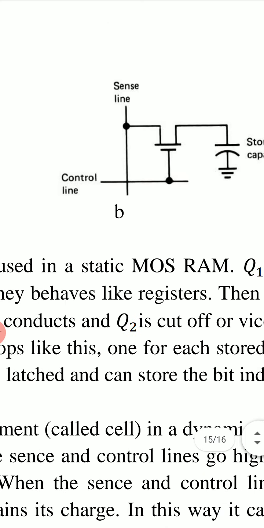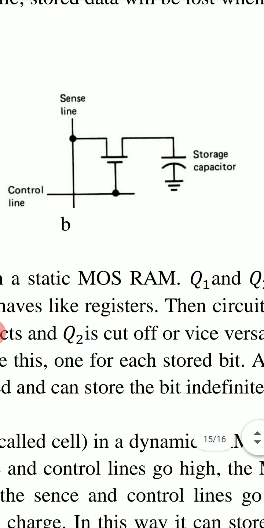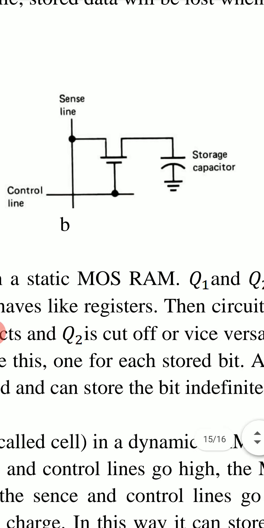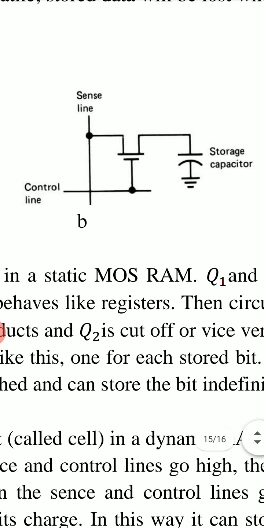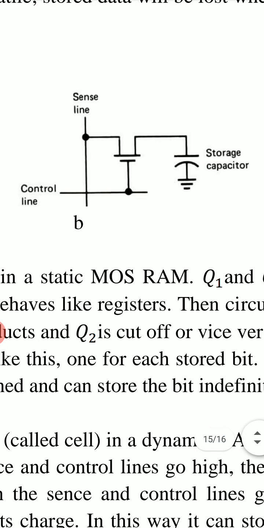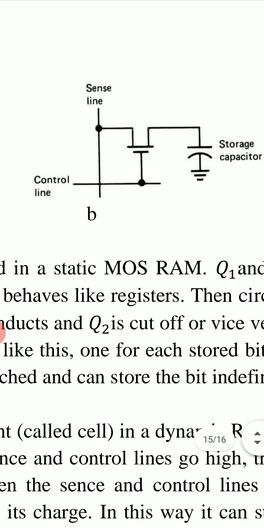And we have 2 lines. One is called control line and the other is called sense line, connected to the MOSFET as shown in this figure. So we have a MOSFET and a storage capacitor connected in this way, and we have 2 lines, control line and sense line, connected to the 2 terminals of the MOSFET as shown in this figure.